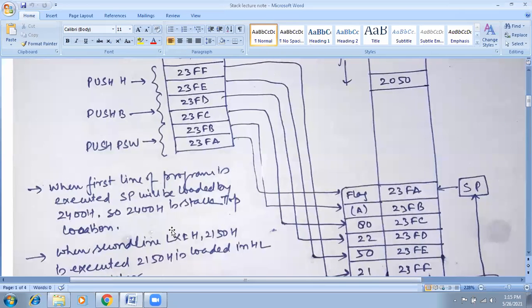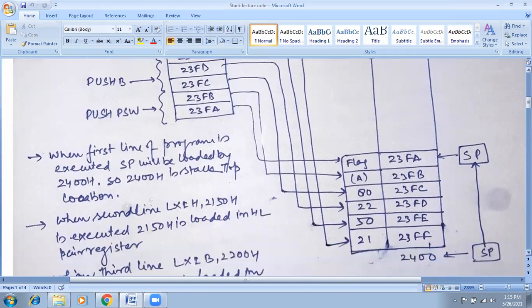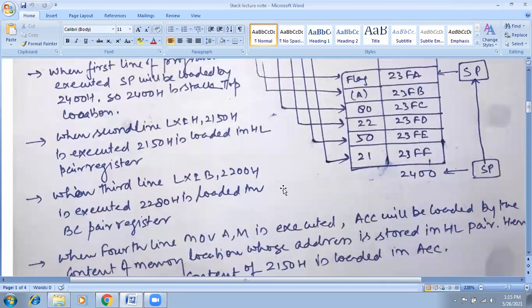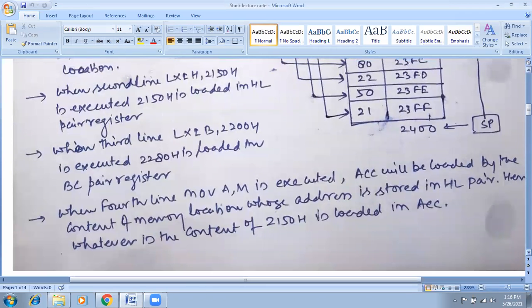Now here the explanation is written. The explanation is saying that when the first line of the program is executed, the SP, stack pointer, will be loaded by 2400. So 2400 is the stack top location. When the second line, that is LXI H 2150, is executed, 2150 is loaded in the HL register pair. When the third line, LXI B 2280, is executed, 2280 is loaded in the BC register pair.